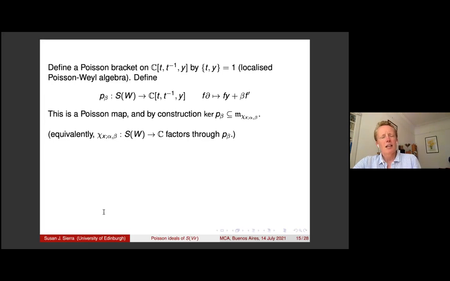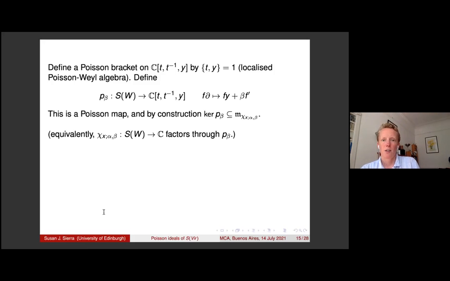So let's get another ring. This is the localized Poisson-Weyl algebra, which has a Poisson bracket induced by defining the Poisson bracket of t and y to be 1. I'm going to define a function p beta from the symmetric algebra of the Witt algebra to this localized Poisson-Weyl algebra, where I send f del to fy plus beta f prime. So two things to notice about this.